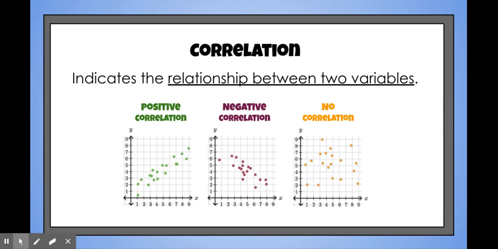So to review, here are the three correlations when analyzing scatter plots. We have positive when the line is going up, negative when your points are going down, and no correlation when there is no pattern at all.